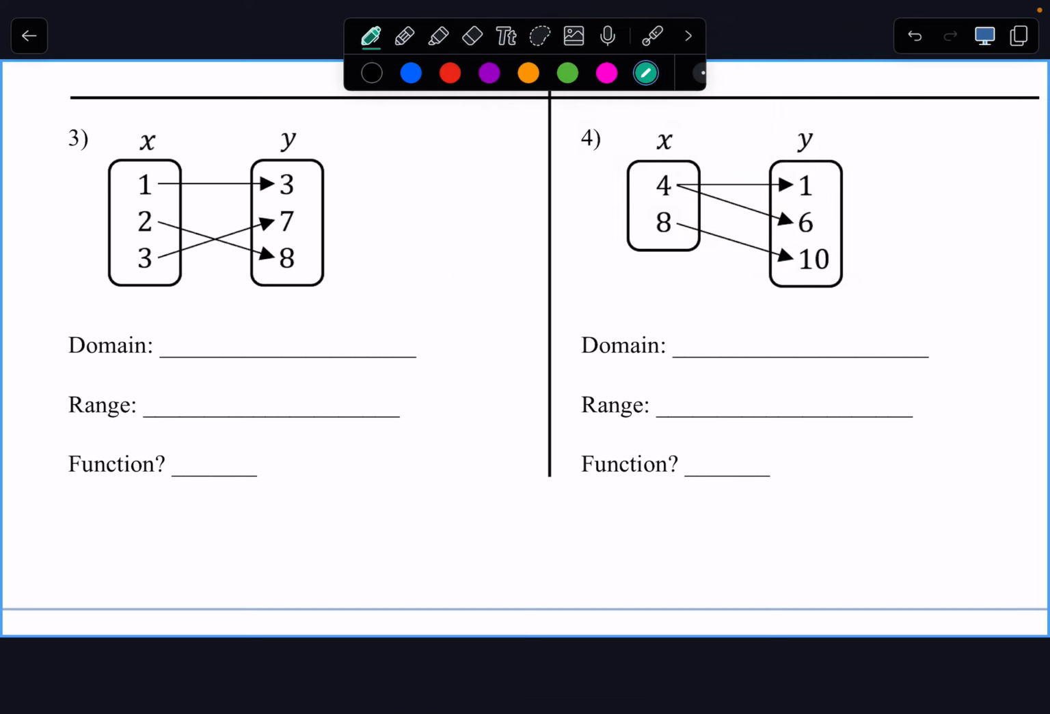All right. The domain for number 3. Eva, what do you have?